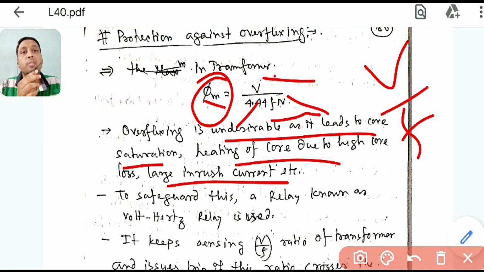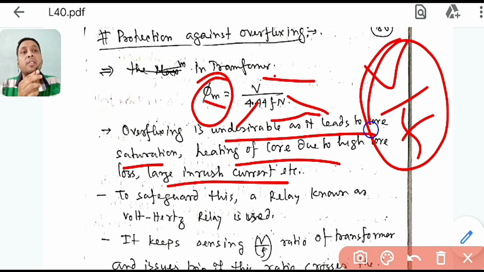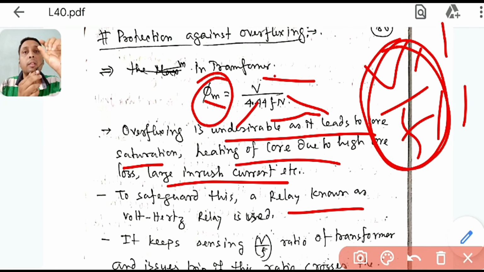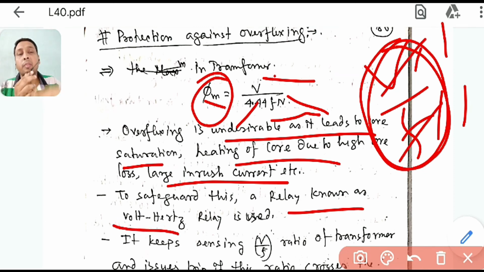To safeguard this, what is the idea? You constantly measure this ratio V by F. If V increases, F should be increased. If V decreases, F should be decreased. So someone should measure this ratio. What is the ratio between V and F? That's why it is known as the volt-hertz relay. Hertz for frequency.